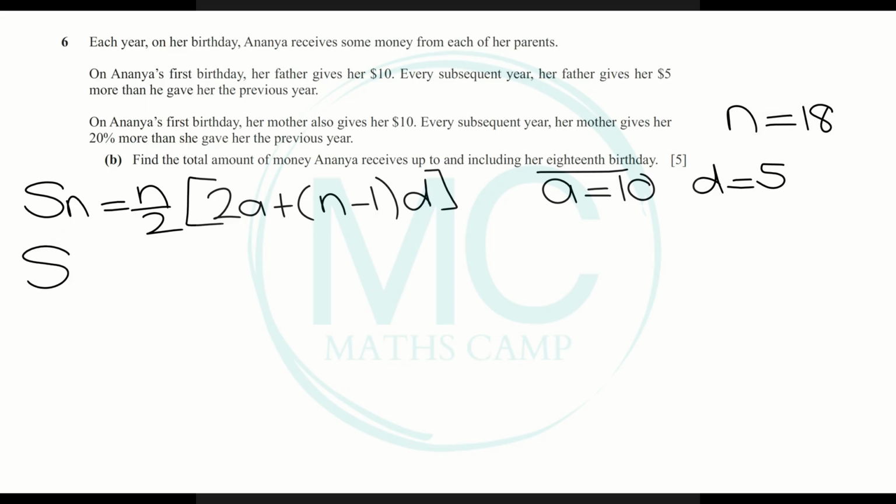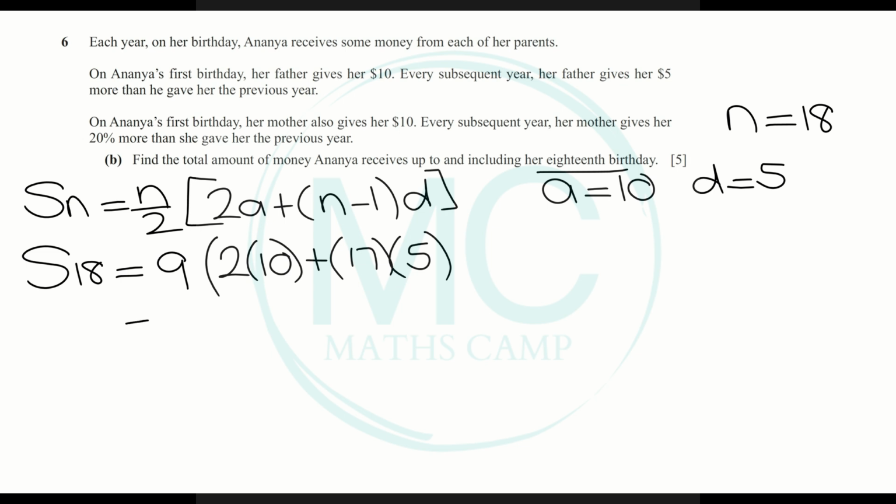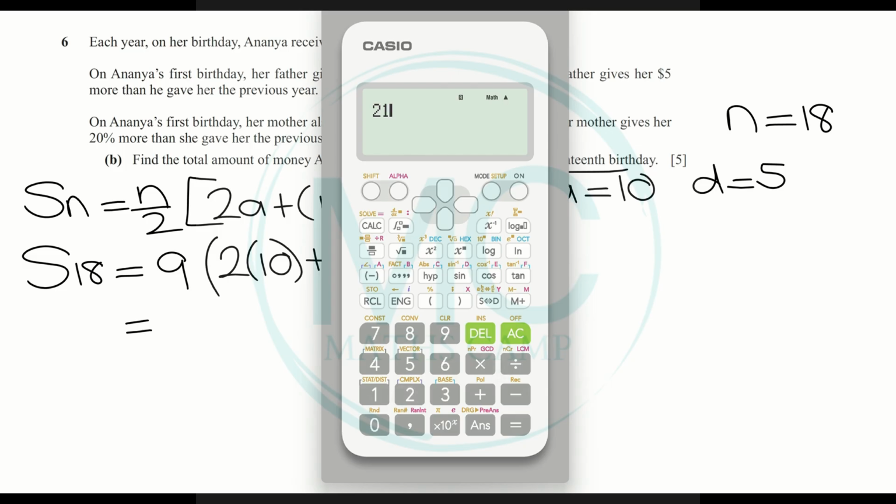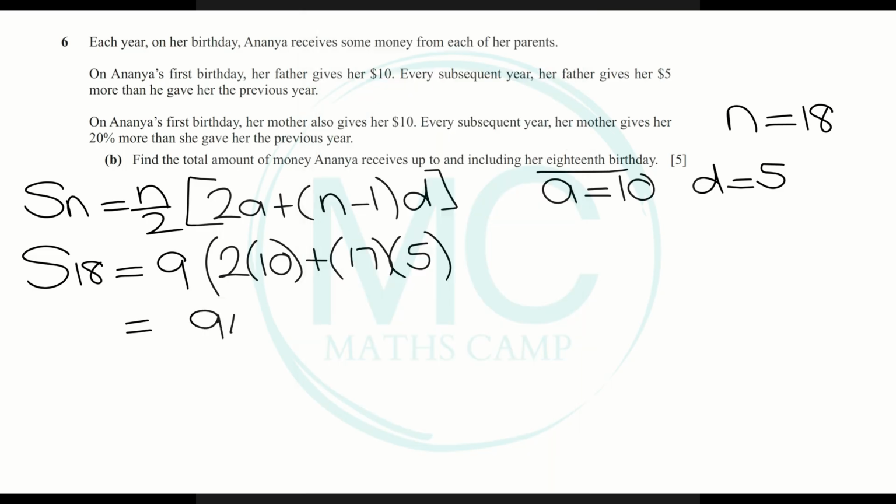Now we can fill in our values. We can say the sum of 18 years is equal to 18 over 2, which is 9, open a bracket, 2 multiplied by A, which is 10, plus N is 18, N minus 1 is 17, multiplied by D, which is 5. And you can put this straight into your calculator. So let's say 2 multiplied by 10 plus 17 multiplied by 5, multiplied by 9, is equal to $945.